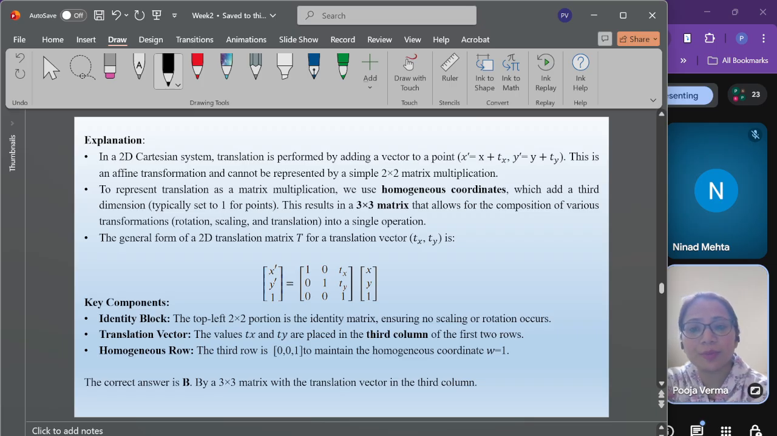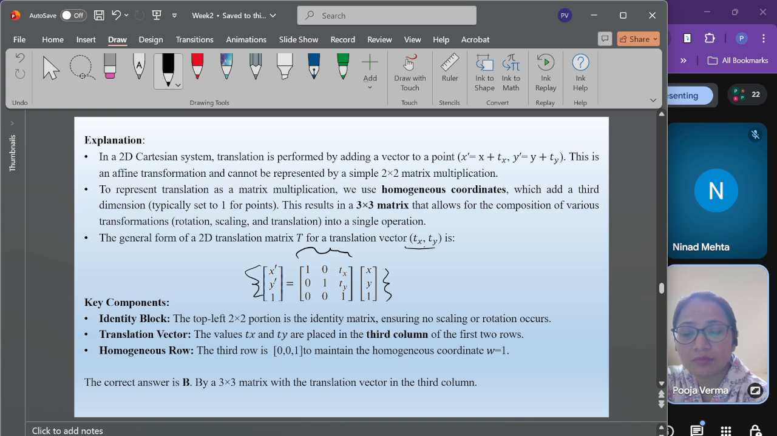Okay, so to represent the translation in a matrix multiplication, we use homogeneous coordinates, which add a third dimension, typically set at 1 for a point. This results in a 3 cross 3 matrix that allows for the composition of the various transformations, that is rotation, scaling and translation, into a single operation. So in a general 2D translation matrix T, the translation vector Tx, Ty is represented. This is the new point, this is the existing point, and this is our translation matrix.